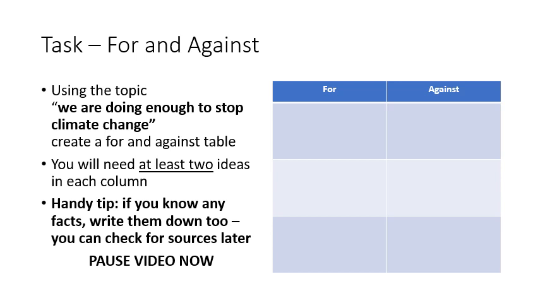And I would like you to write down at least two ideas in each column. So two things that say, yes, we are doing enough to stop climate change, and two things that say, no, we are not doing enough to stop climate change. And if you know any particular facts or sources of information at this point, feel free to note them down as well. They can be useful when you're making your argument later. You can pause the video now.